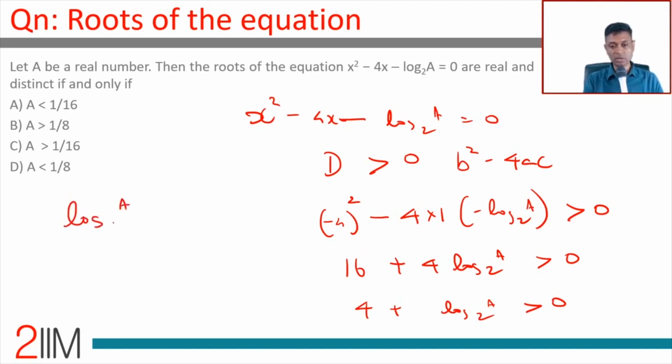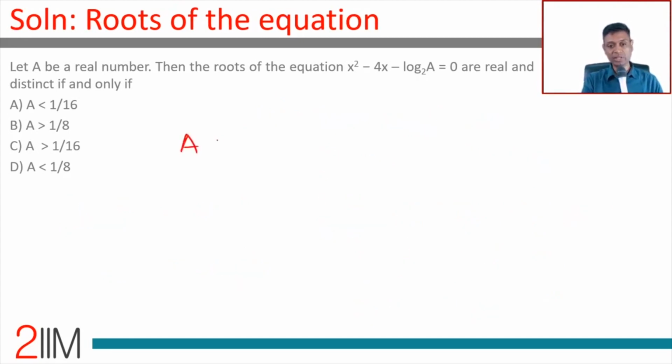Log a to the base 2 is greater than minus 4. If log a to the base 2 were equal to minus 4, a would be equal to 1 by 2 power 4, which is 1 by 16. Log a to the base 2 is greater than this, so a should be greater than 1 by 16.